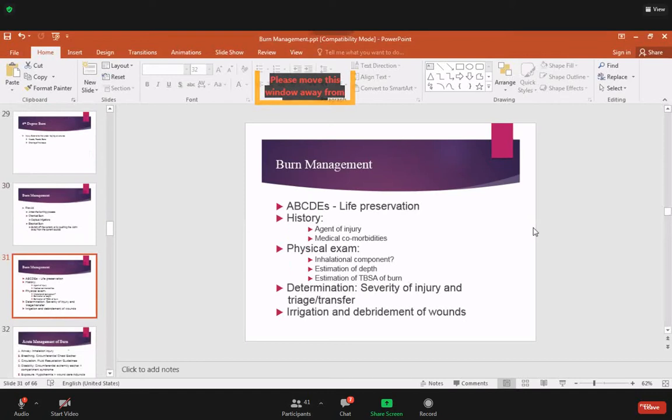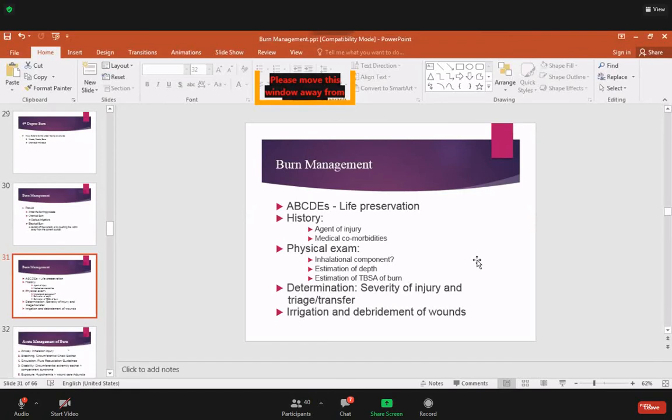Now, for any trauma, for any emergency problem, we have the ABCDE as the life preservation step. So the first thing is you will take care of the airway, breathing, circulation. You will check for the deformities, and you will expose the patient to check for other injuries also. So you will do the ABCDE for the patient.